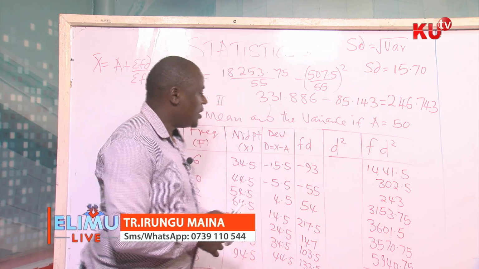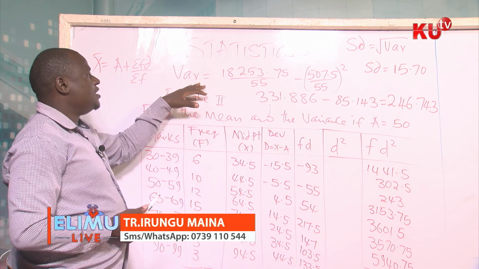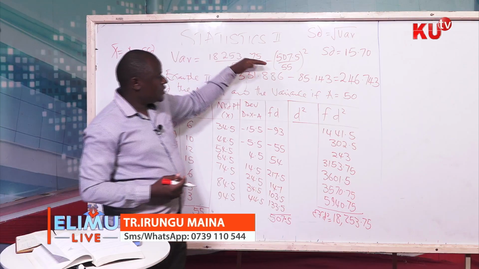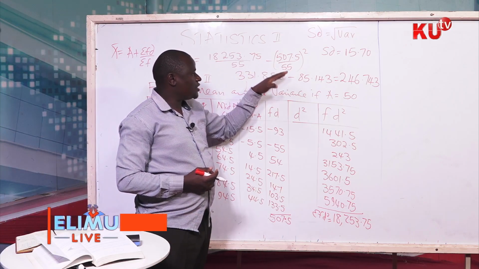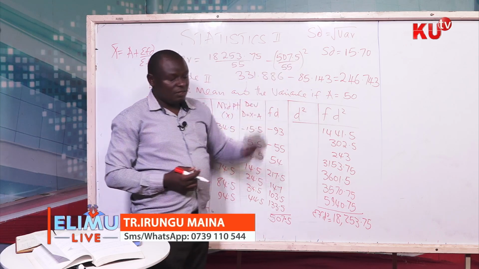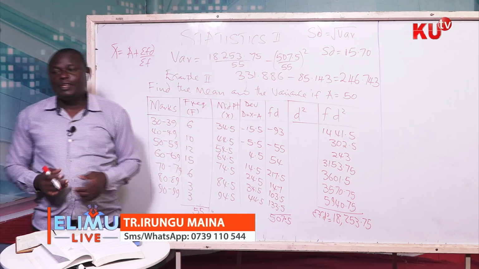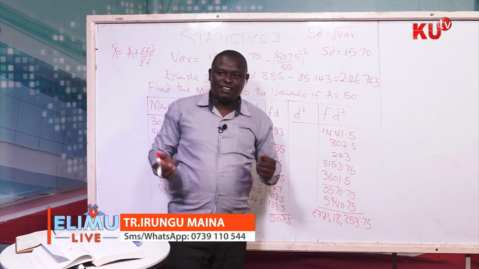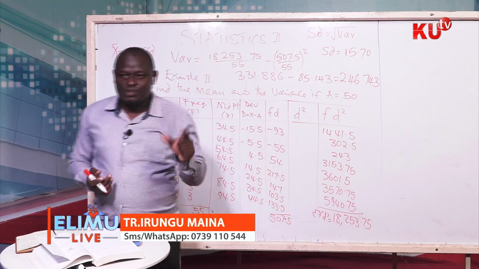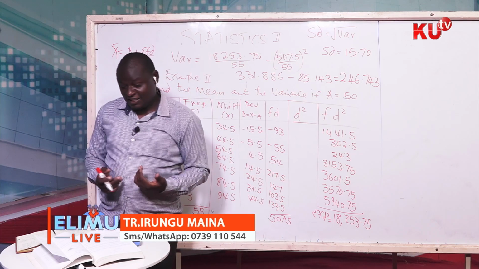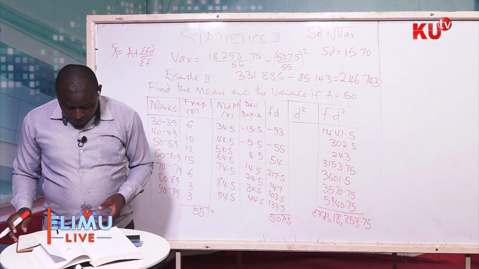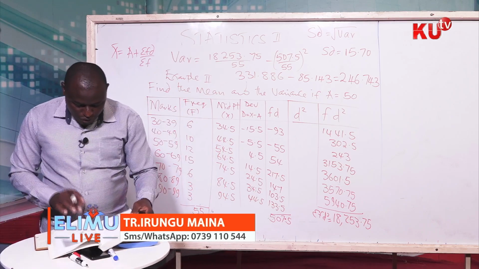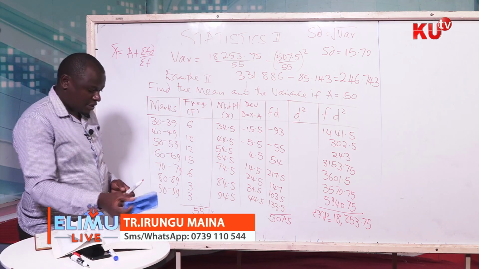F is not squared. Once you get that, then the variance is given by summation of FD squared over summation F, minus summation of FD over summation F, that squared. You get variance. And finally, standard deviation is simply the square root of variance. Standard deviation is very simple. It is the square root of the variance. Having said that, I think I can give one more exercise that you can do at home.